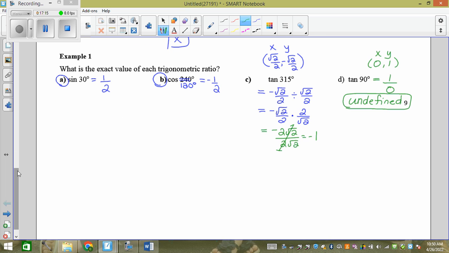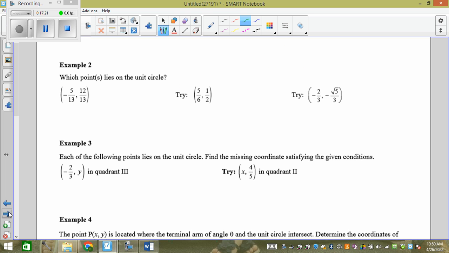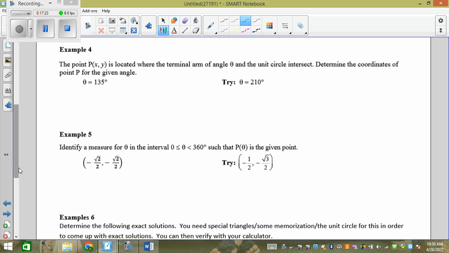We're going to not do 2 and 3 for right now, but we're going to go to 4. We'll come back to 2 and 3. So here it says the point xy is located where the terminal arm of angle theta and the unit circle intersect. Determine the coordinates at that point. You have them. Go to your unit circle, tell me what they are. So I want the point at 135.